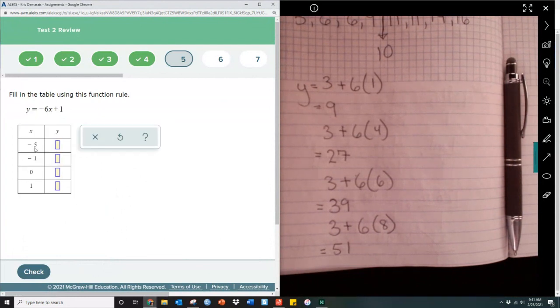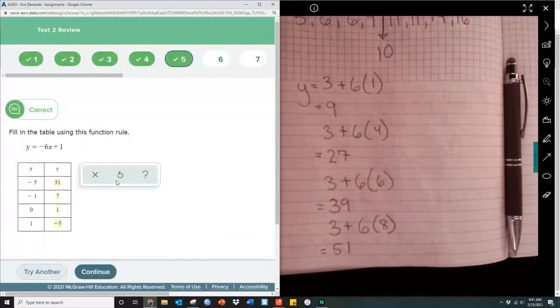Again, you would just take the -5 times 3 is positive 30 plus 1 is 31. -1 times -6 is positive 6 plus 1 is 7. 0 times 6 is 0. 0 plus 1 is 1. 1 times -6 is -6 plus 1 is -5. So you can see I didn't need to write any of this down. However, that's just because I can retain numbers in my head, right? Some of you are not that good at that, so you need to write it down.